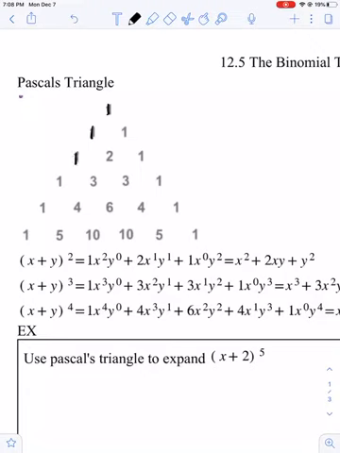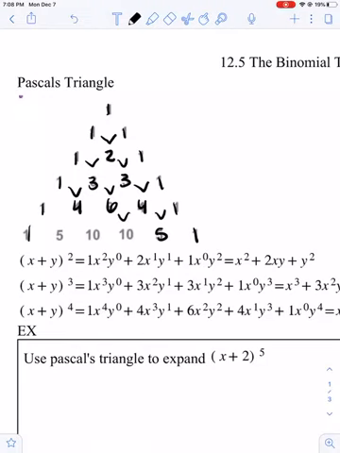On the outside, you always have the ones. The ones are on the edges, the outsides. How you get the numbers in the middle is you take the two that are next to each other on the row above and add them. So 1 plus 1 is 2. Right here, 2 plus 1 is 3. 2 plus 1 is 3. 1 plus 3 is 4. 3 plus 3 is 6. 3 plus 1 is 4. Again, 4 plus 1 is 5. 6 plus 4 is 10. 4 plus 6 is 10. 1 plus 4 is 5.